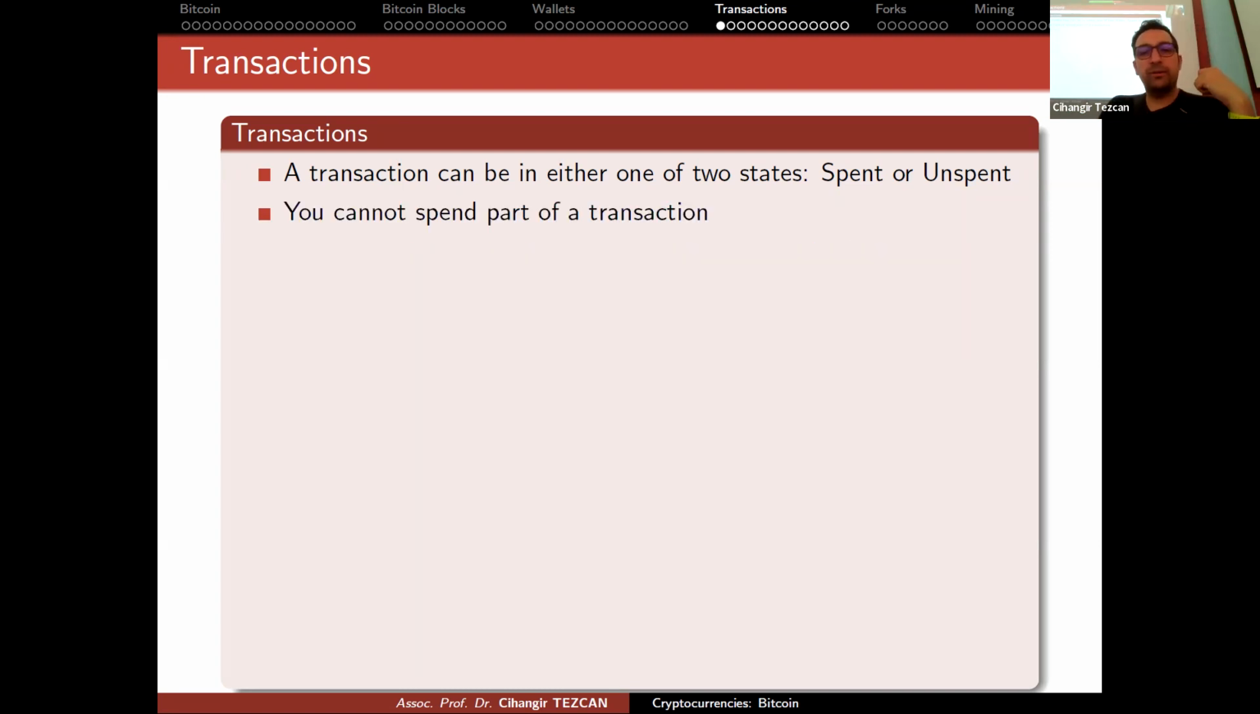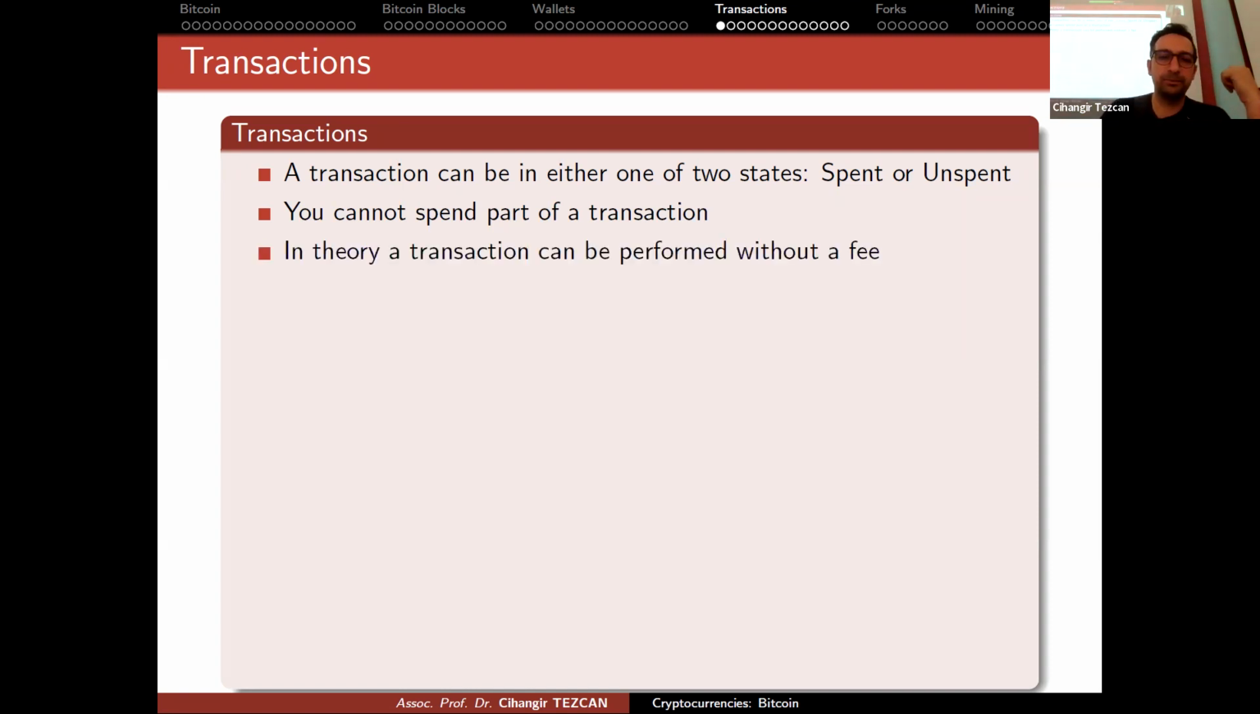You cannot spend part of a transaction. This is very important. In some cryptocurrencies maybe you can, but in Bitcoin, you cannot. Okay. In theory, a transaction can be performed without a fee because a transaction takes an input and an output. So in your input, maybe it's 4 Bitcoins. If your output is again 4 Bitcoins, since you subtract them, the result is 0. This means that you are not paying any fee. So in theory, you can do it, but in practice, none of the miners will accept that, okay?